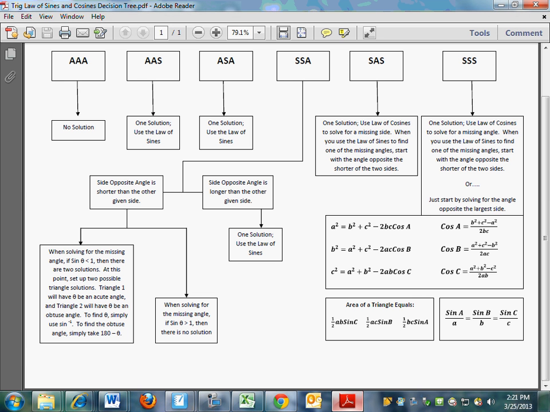But look at this one, side, side, angle. You have a few different options here. You come down here and try to identify if the opposite side is longer than the other side or not. Sometimes you could get one solution, sometimes no solution, and sometimes 2 solutions. So that's what we refer to as the ambiguous case. And that's what we're going to work through today. It looks bad, but I think you're going to get it. I think we do a pretty good job of working through it together. You ready? Let's do it.